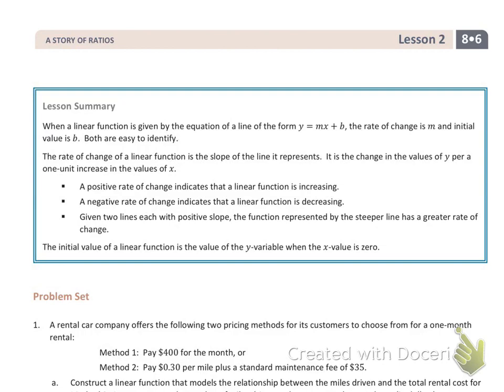Given two lines with a positive slope, the function represented by the steeper line has a greater rate of change. And we've seen that again and again. That's nothing new. And the initial value of a function is the value of the y variable when the x value is 0. So some of the new vocabulary, not so new, but maybe slightly different, and we're getting more precise, is this idea of increasing and decreasing functions, and also initial value, and then also locating the rate of change as the coefficient of the variable in the function.